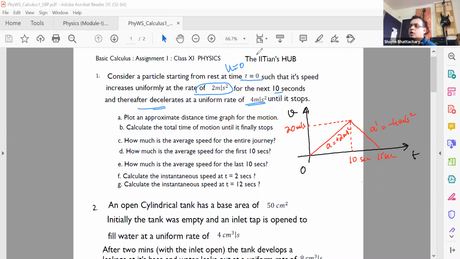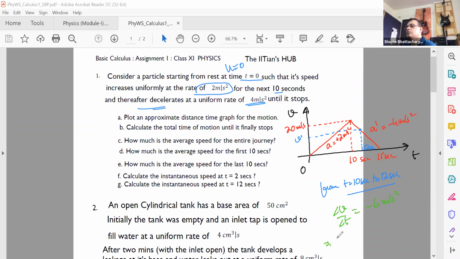Okay, so is this graph clear? Yes, sir. So now we want to calculate the instantaneous speed at 12 seconds. So let's say 12 seconds is somewhere here. So you want to calculate the speed here, let's say, which is v prime at this time, which is equal to 12 seconds. Okay. So what we can do is we can use this relation that from t equal to 10 seconds to 12 seconds, the rate of change of speed with respect to time is -4 meters per second square.